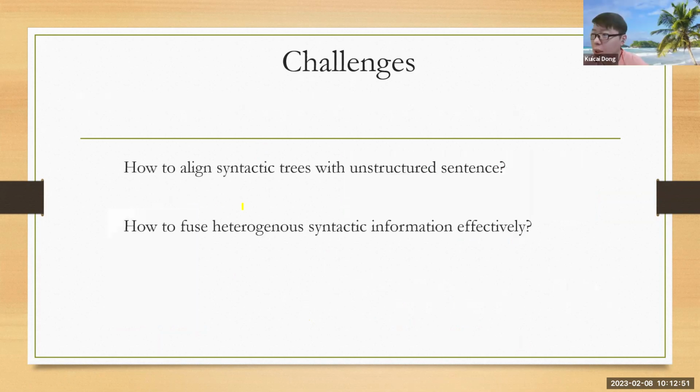So the target of this paper is how we can align the syntactic trees or syntactic information with the sentence. And also, since these are heterogeneous syntactic information, how we can fuse them more elegantly or more effectively. These are the two major concerns to be tackled in this paper.